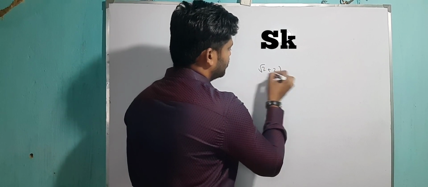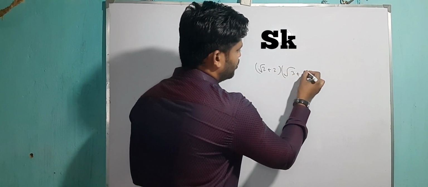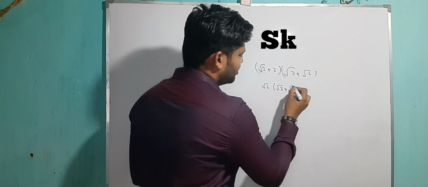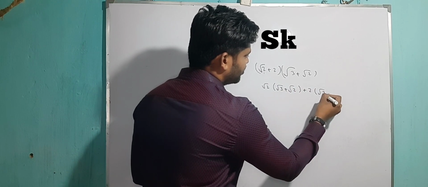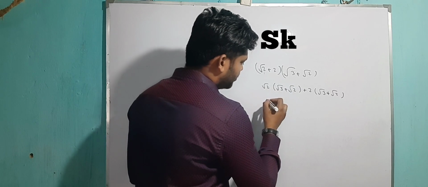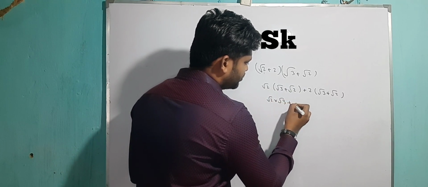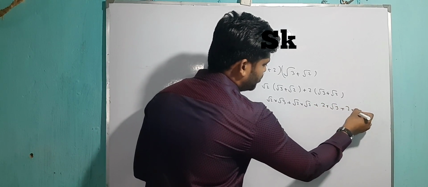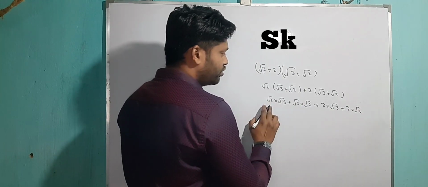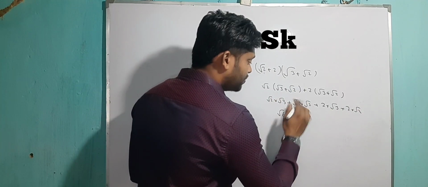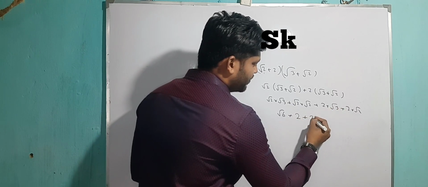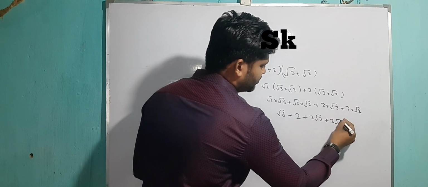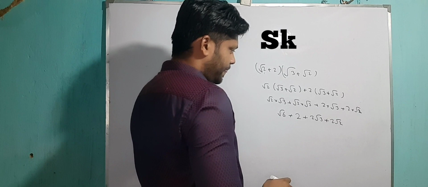Root 2 plus 2 into root 3 plus root 2. Now two numbers, this one first, this one will multiply with both the numbers, then this one. Now root 2 root 3 multiply plus root 2 into root 2 plus 2 into root 3 plus 2 into root 2. Next, root 3, both are in roots but different, root 6. Both are in roots but same, only 2. Different.